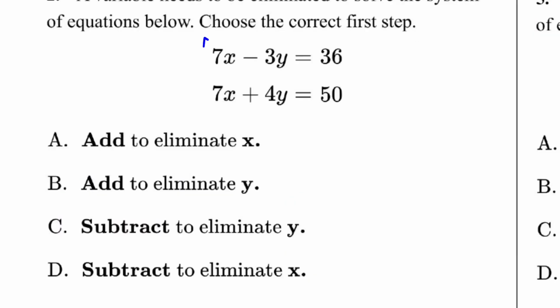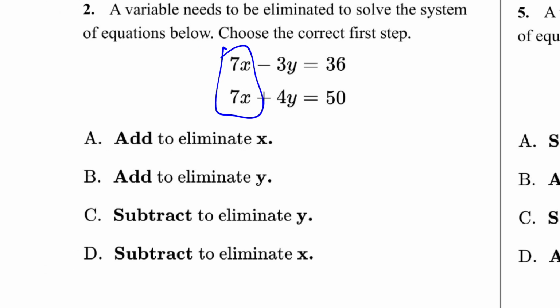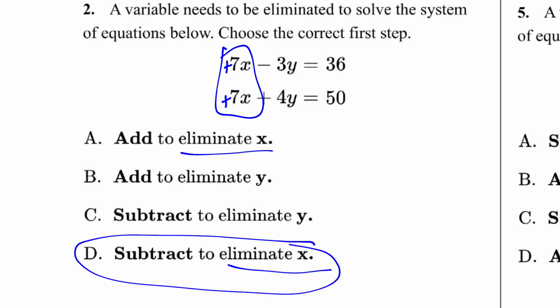Number 2, the 7x column have the same number, so for sure we're going to eliminate x. And notice that this one is plus and this one is plus. That means we'll have to subtract to get rid of it. We can't just add and have it cancel out.